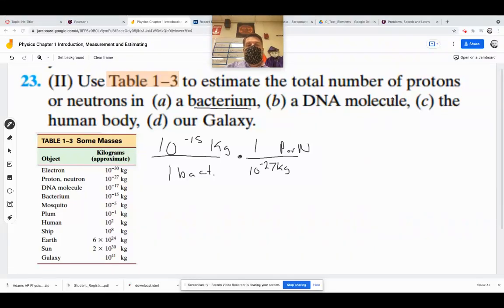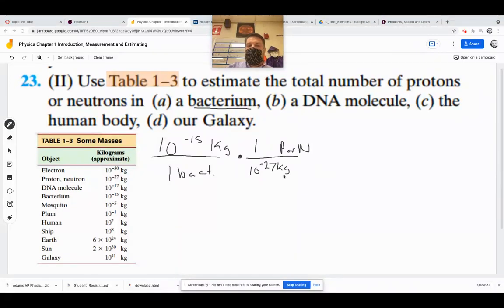So for problem number 23, it says use table 1-3 to estimate the total number of protons or neutrons in a bacterium, a DNA molecule, the human body, and our galaxy. And so what I notice about this chart is the commonality of all these objects is the mass. In other words, that's the unit that they have together. So I'm basically going to use conversion factors to cancel out to where I get something compared to the other thing, okay? So I start with 10 to the negative 15 grams is equal to 1 bacterium.